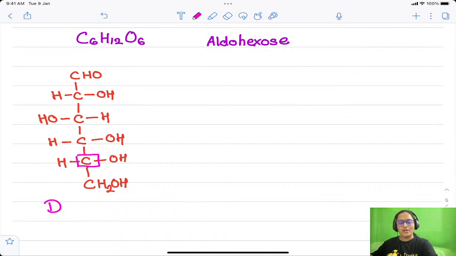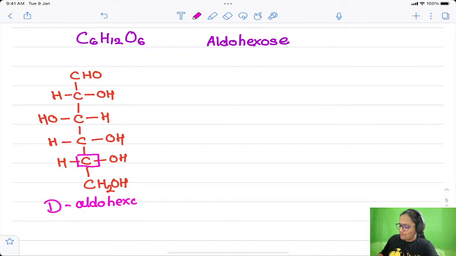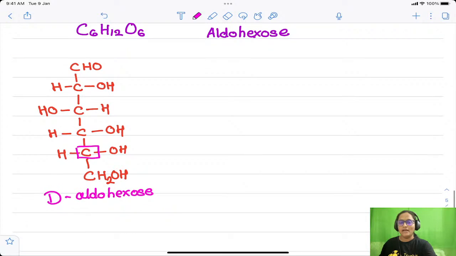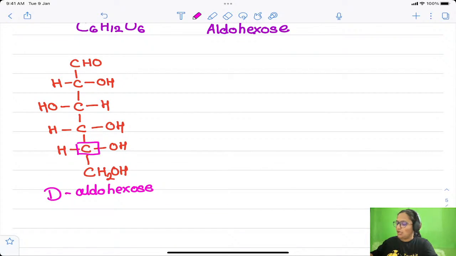When the OH group on the anomeric carbon atom, the second last carbon atom, is on the right hand side it is D, and if it is on the left hand side it is L. As here it is present on the right hand side, this is a D aldohexose, right? Capital D stands for the OH group being on the right hand side, and aldohexose stands for a hexose sugar with 6 carbons and aldehyde as the functional group.